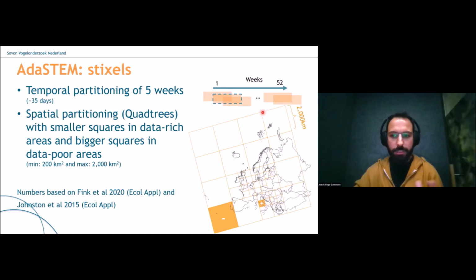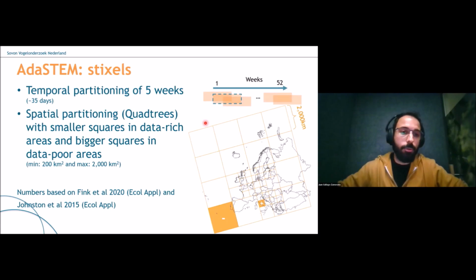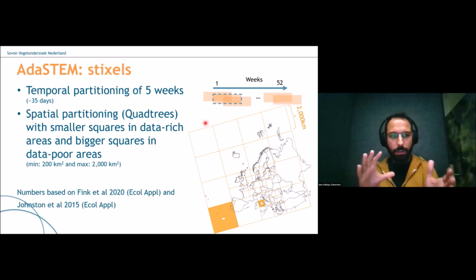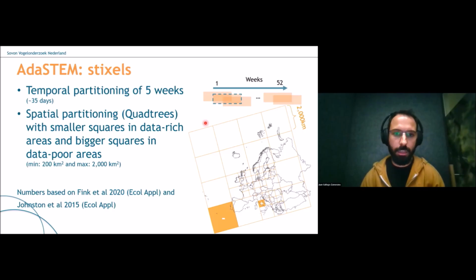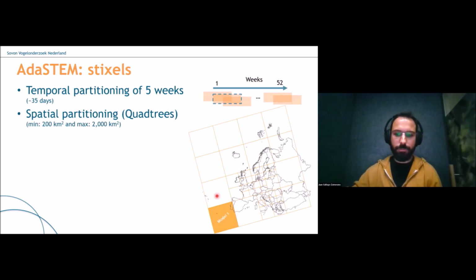These numbers, how big the squares are and how many days or weeks to use, are not coming out of the blue. The people at the Cornell Lab of Ornithology, the eBird people, have been working with these types of models for quite a long time, and they have extensive literature on them. So we adapt the numbers that they use, especially in North America and the whole of America, to our European case.